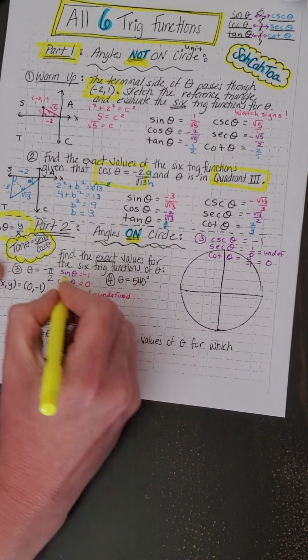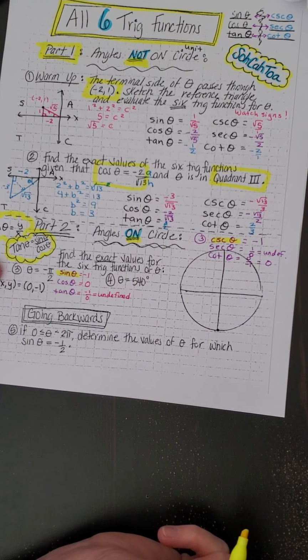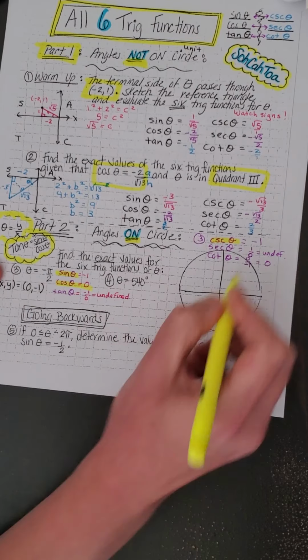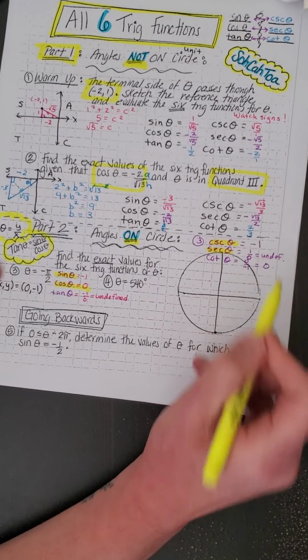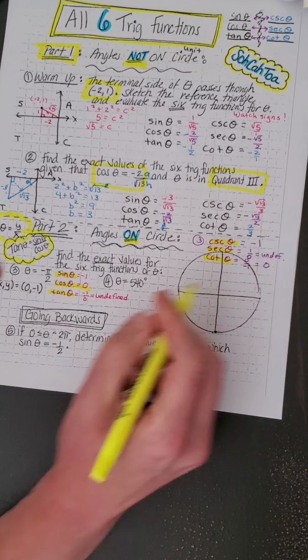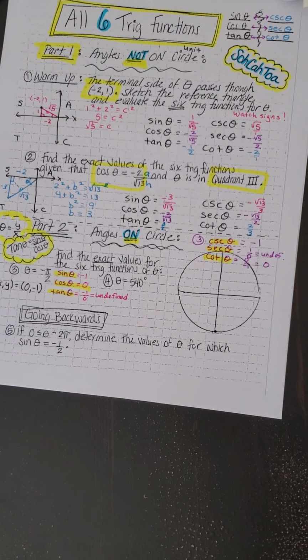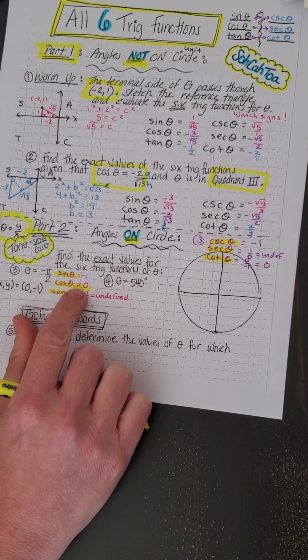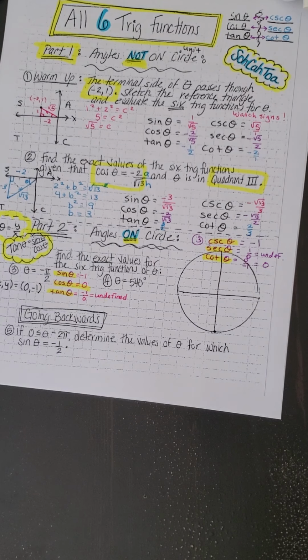So sine and cosecant end up being equal. Cosine and secant go from being 0 to being undefined. And tangent and cotangent go from being undefined to 0. And so hopefully you can kind of see that relationship, that if you have one of them being 0, if you take the reciprocal, the other one will be undefined.